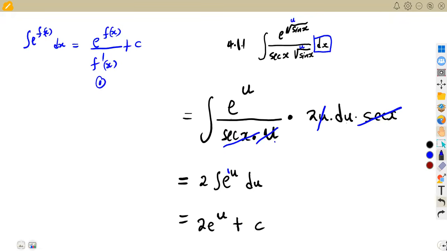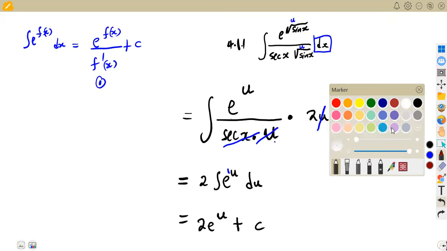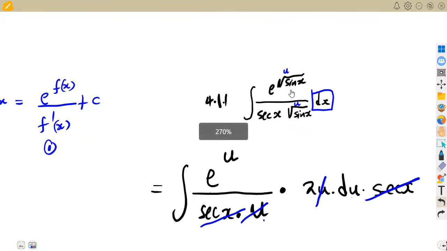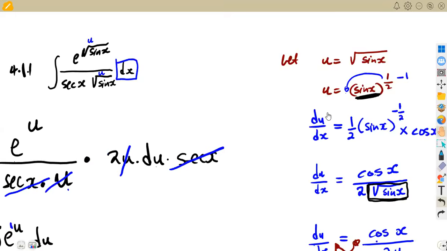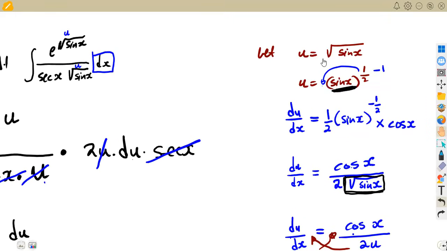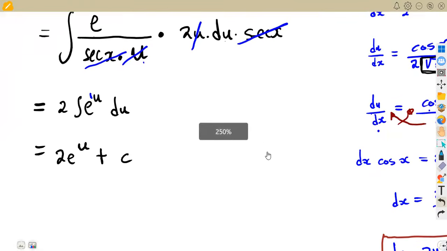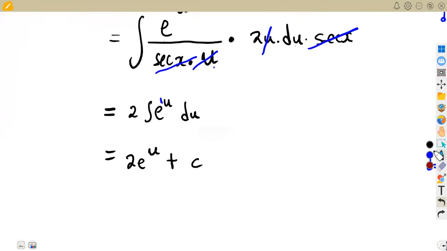But knowing that our question originally was not about this integral as a whole, but it was for us to integrate with respect to x, not with respect to u, we have to go back to our introduction. Remember, u is representing the square root of sine x. So in our final answer, where there is a u, we are going to write the square root of sine x. All right. So that is going to be 2e to the exponent of the square root of sine of x, plus the constant of integration.